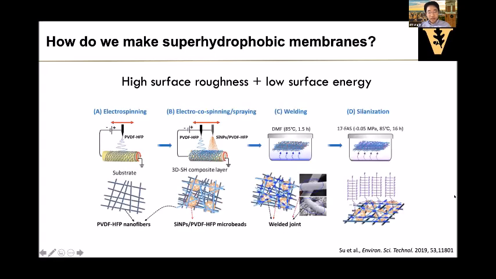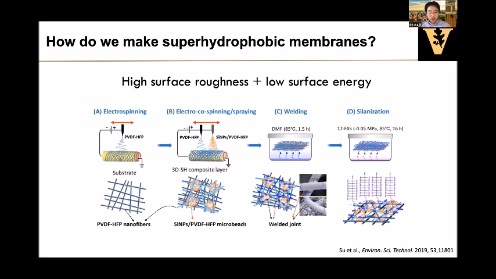Recently we published a paper where we combine electrospinning and electrospraying. We use these particles to create surface roughness, but use the fiber to lock these particles so that they would be robustly maintained inside the structure. And then we also use solvent welding to make sure the structure is very, very robust.